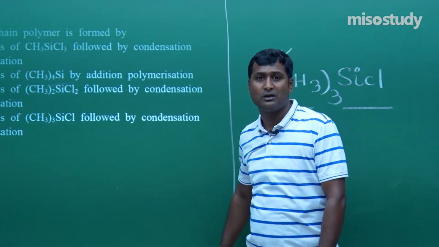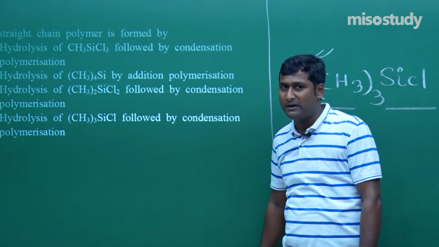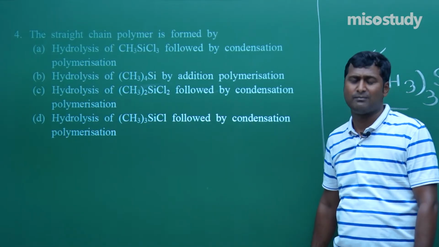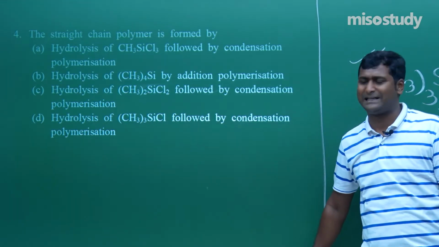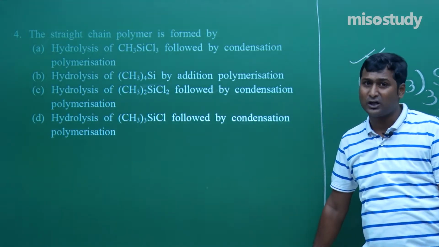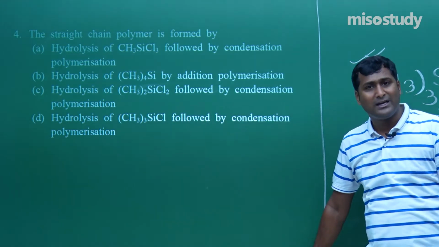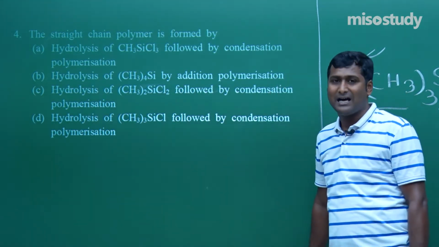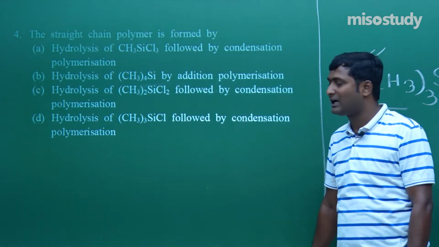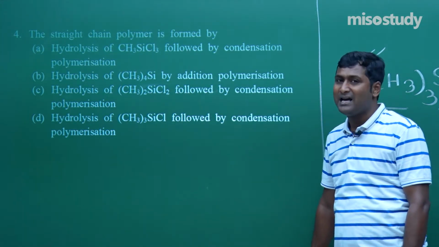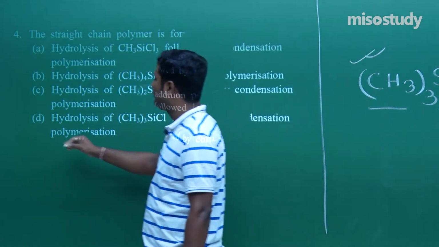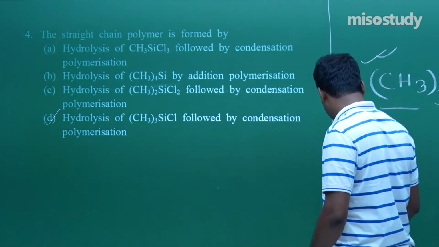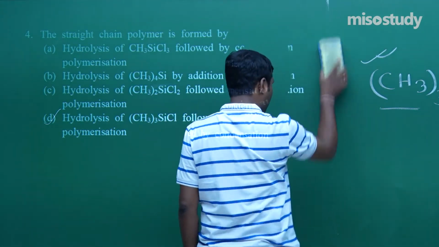What is condensation polymerization? It is the type of polymerization in which a small molecule is removed, sometimes H2O, sometimes CO2, etc. So for this question, we can easily predict that D is the correct option: hydrolysis of (CH3)3SiCl followed by condensation polymerization. So for question number 4, D is the correct option. Clear to you? Now I am going to rub this part and we'll discuss the next one. Wait for a moment.